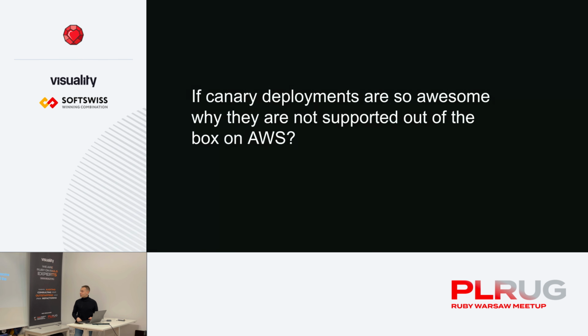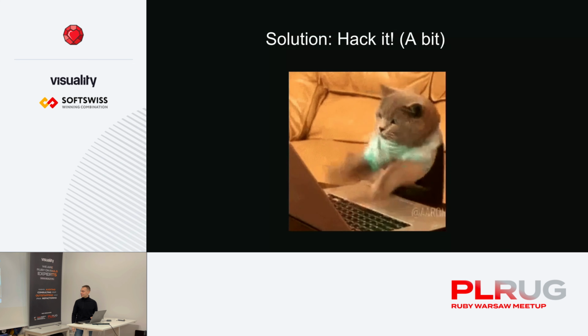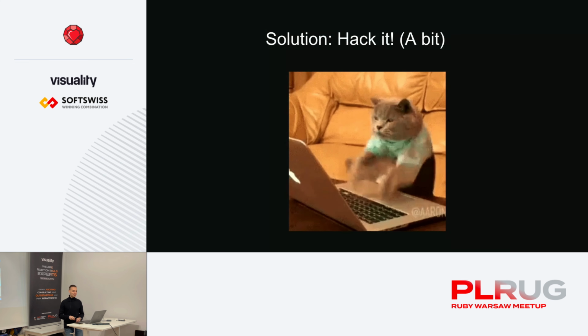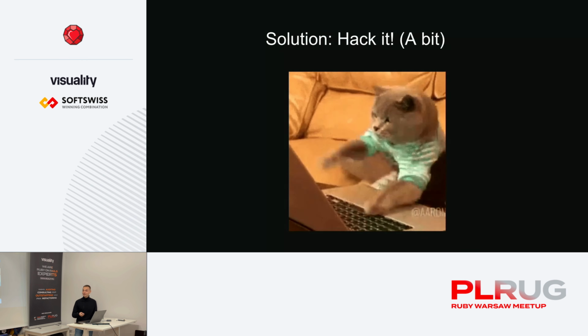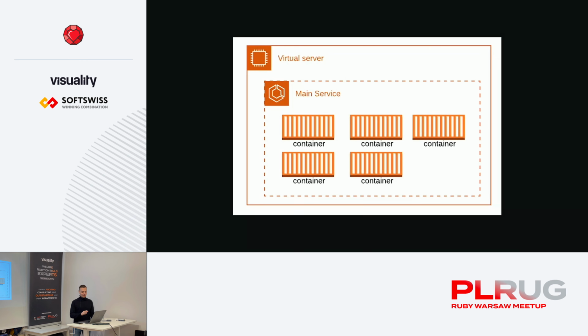All right, so if canary deployments are so awesome, why are they not supported on AWS by default? So the solution obviously is to hack it, to build this solution. So let's consider this example.